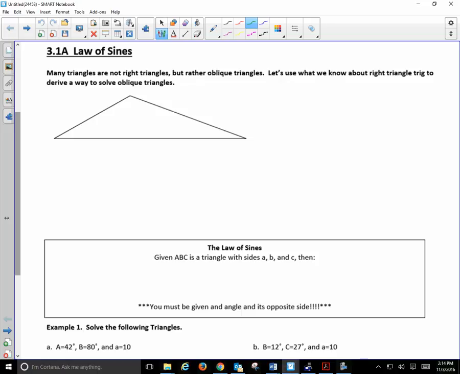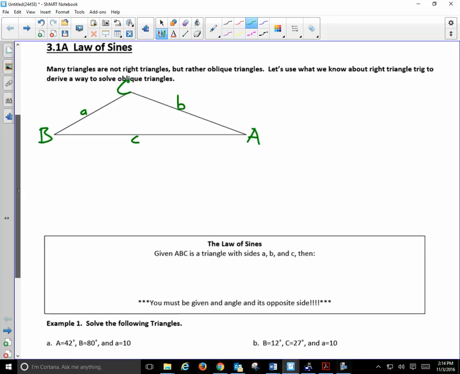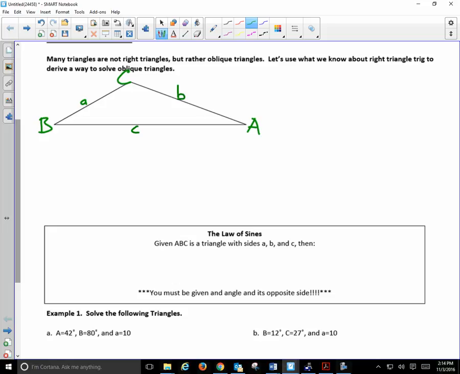I'm going to call this angle A. I'm going to call this angle B. I'm going to call this angle C. So this would be side A. This would be side B. And that would be side C. We okay with that?